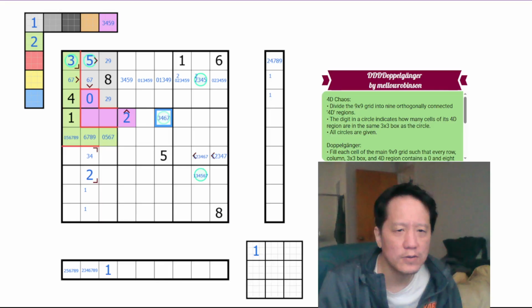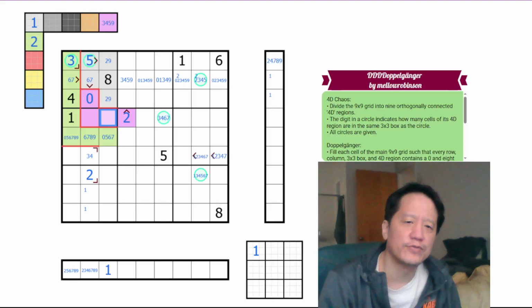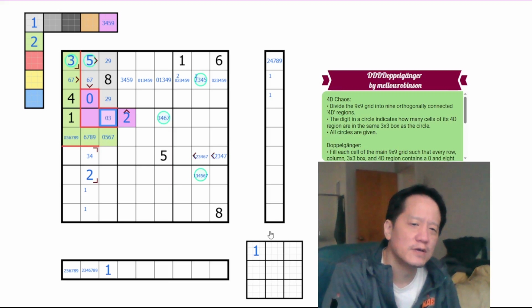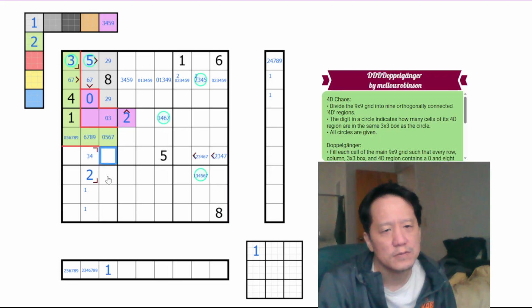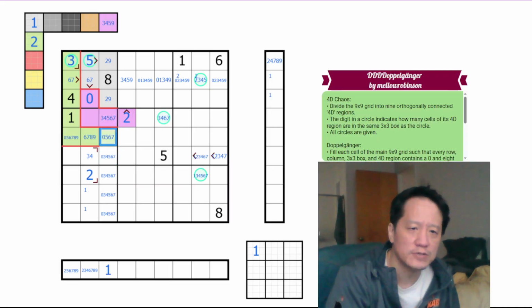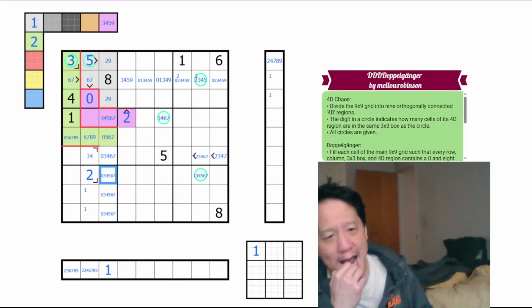No 8 there. Remaining digits of column 3. We have to have 0, 3. 0, 3. 4, 5, 6, 7. And obviously this can't be 0 because of 0 in the region. This can't be 5 because of 5 in the row. But these are not restricted. Huh.